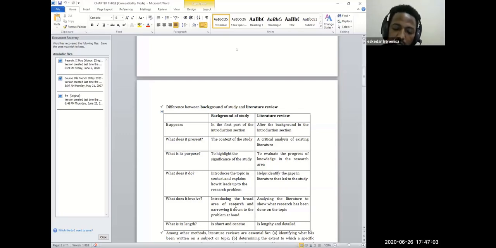But when you see the length or breadth, the background is short. The only purpose is to introduce your topic. Therefore, it is short and concise, while the literature review is somehow detailed. It is detailed because you have to show the arguments, the early works, and the previous works, and by this way you will show what is left in the research or what is the gap in the research area or in your field.